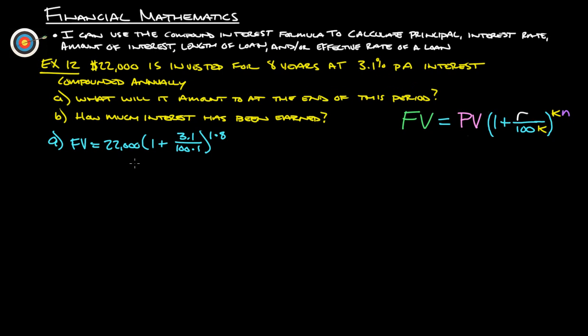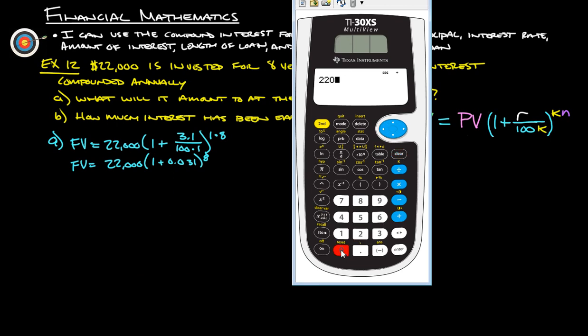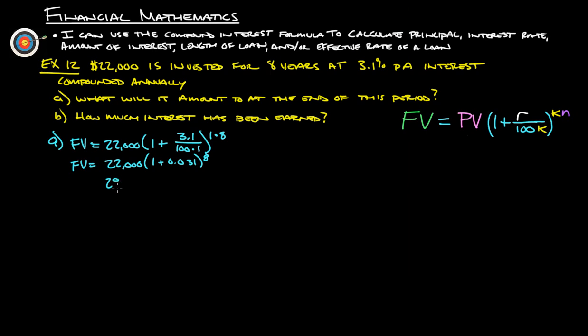So we can just plug this into the calculator. Let's simplify it first to make it a little bit easier. 22,000, and 3.1 divided by 100 is 0.031, because we just move the decimal over 2 spots. And then 1 times 8 is 8. So we can put that right into our calculator: 22,000 times 1.031 to the 8th power, so for 8 years. It's going to end up being worth $28,086.14. That is the future value if the interest is compounded annually.